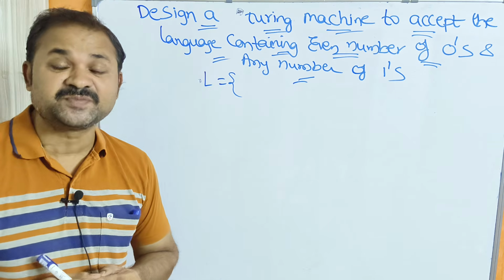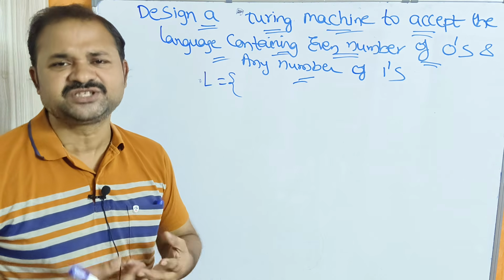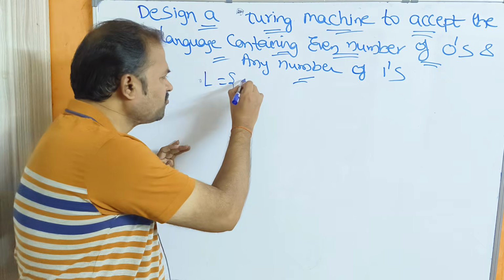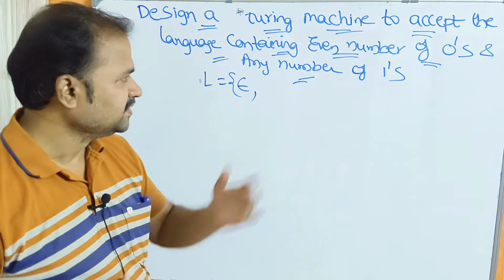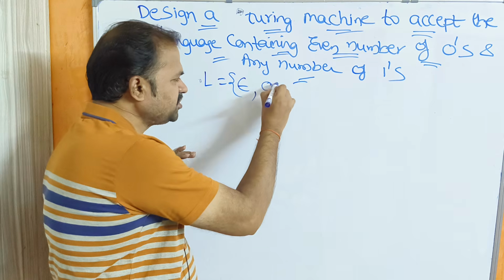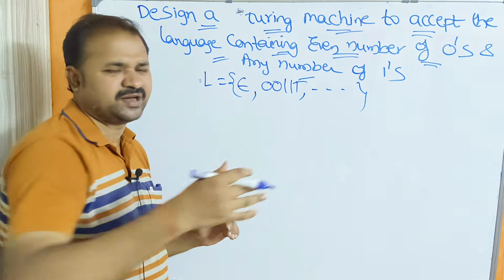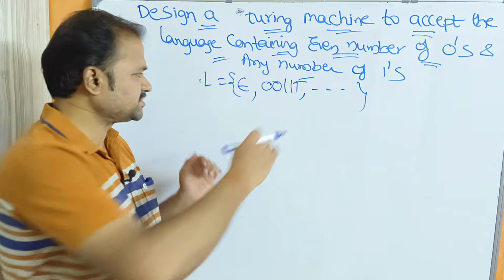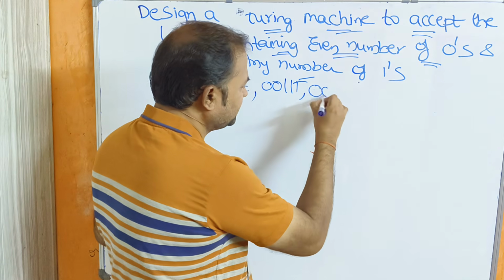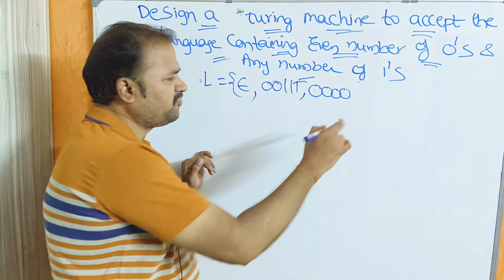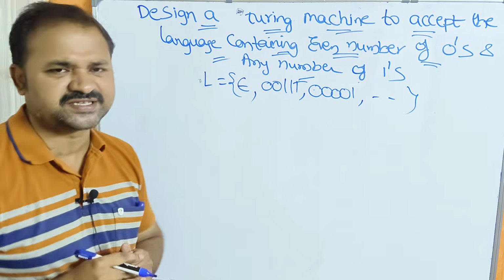So the number of zeros must be even. That means epsilon, which is zero number of zeros. Any number of ones means we can have zero number of ones also, epsilon. Next, even number of zeros means 00. Any number of ones means we can use any number of ones, 00, 0011, 0000, next 00111. Number of zeros should be even, so 4 zeros. Number of ones, any number of ones, it is our choice. So likewise we can have a number of strings.